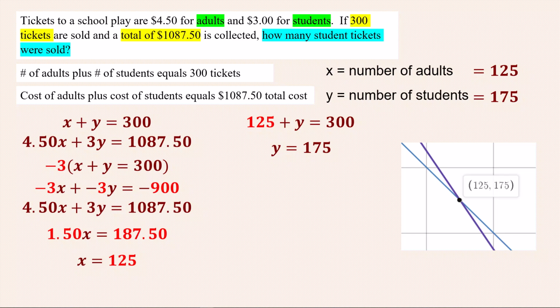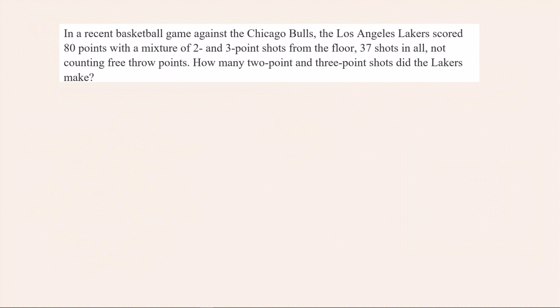In a recent basketball game against the Chicago Bulls, the Los Angeles Lakers scored 80 points with a mixture of 2- and 3-point shots from the floor, 37 shots in all, not counting free throw points. How many 2-point and 3-point shots did the Lakers make?